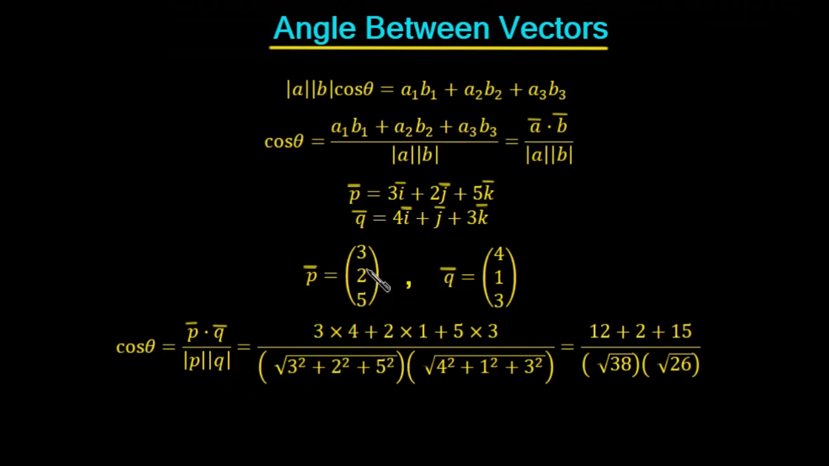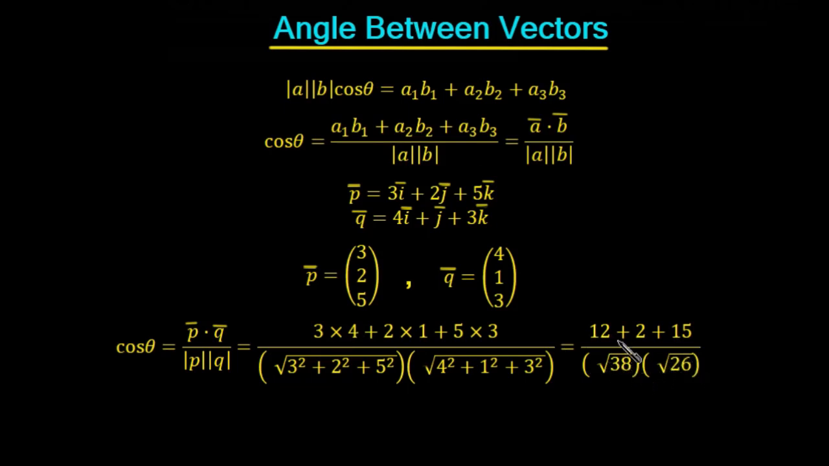And the bottom line is going to be the length of P times the length of Q. So to get the length, we square each of these terms here and take the root. So it's going to be 3 squared plus 2 squared plus 5 squared. We take the square root and we multiply that with 4 squared plus 1 squared plus the 3 squared. So whenever we add these together, we get 12 plus the 2 plus a 15 all upon the root of 38 times the root of 26.